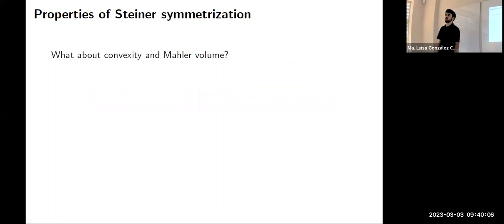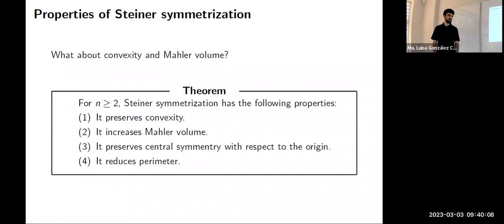So what about convexity and Mahler volume? Well, actually, Steiner symmetrization has the following properties. It preserves convexity. It also increases the Mahler volume. It preserves central symmetry with respect to the origin, and it reduces perimeter.